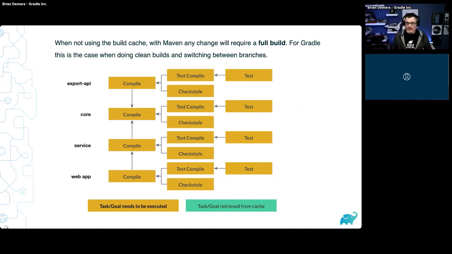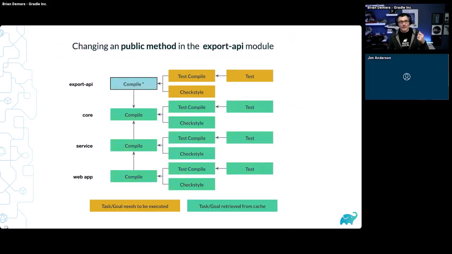That's not a surprise to anybody. But if I make a change to the export API, right, I'm just going to have to build that leaf, which is great. So if I'm doing this on my laptop, I don't need a cache. I can just go to this directory and I can just build that module all by itself, right? I know I made that change. I know I just need to build that module. That's not true for my CI system.